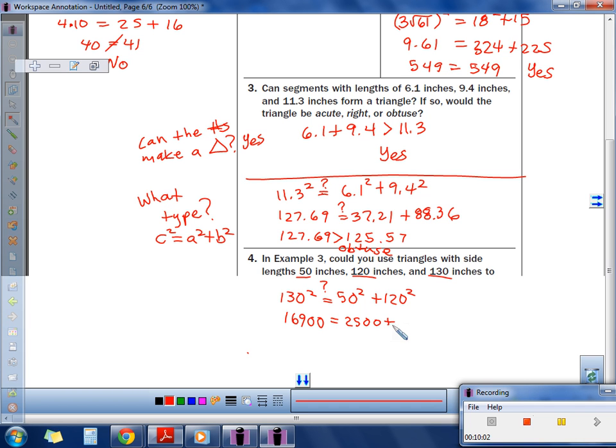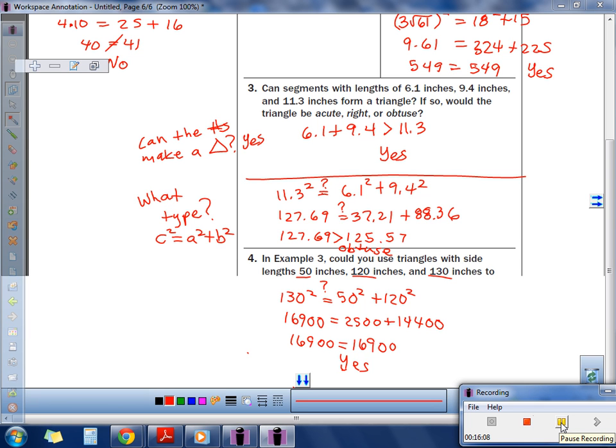And I don't know 120 squared. What's that one? 144? Yeah, 14400. I knew that one. Alright, adding these up. Hey, guess what? Does it work out? So can these make a right angle is what the question is saying. Oh, one too many zeros. Is it 2 zeros or 3? Okay, so can they make a right triangle? Yes. Can it make a right angle? Yes.